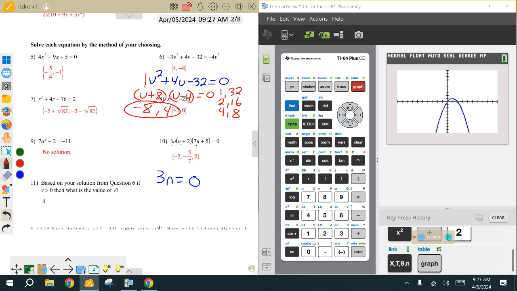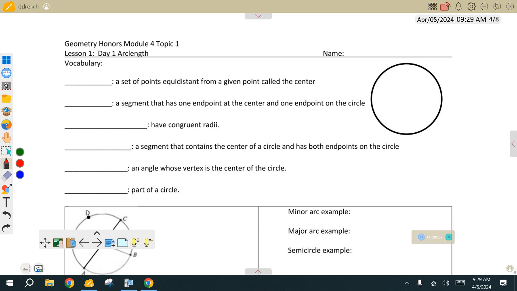Okay. Anything else? Go once, go twice. We're sold. Make sure your name is on it. Throw it in the basket. Some circle work. Okay.